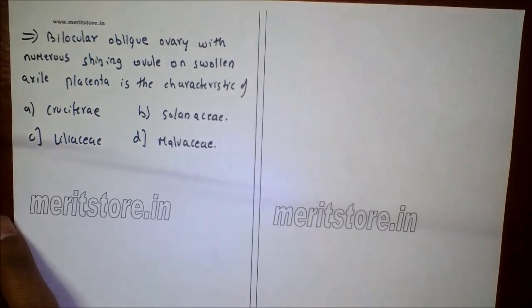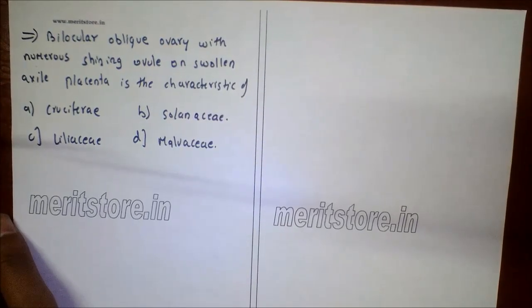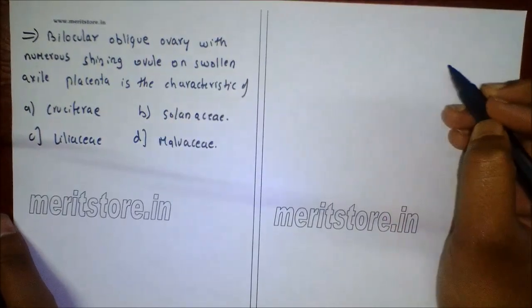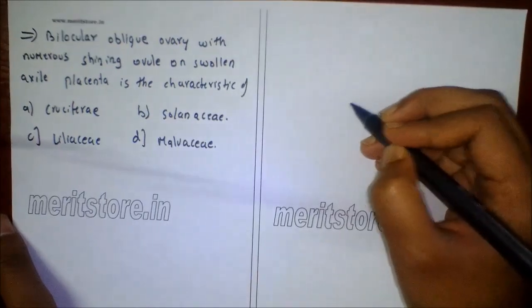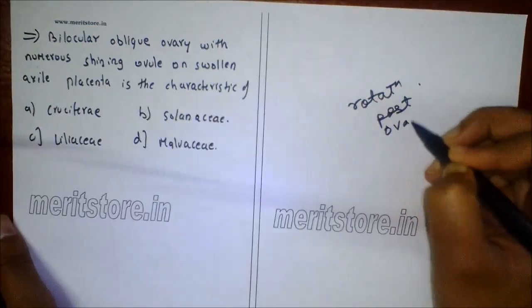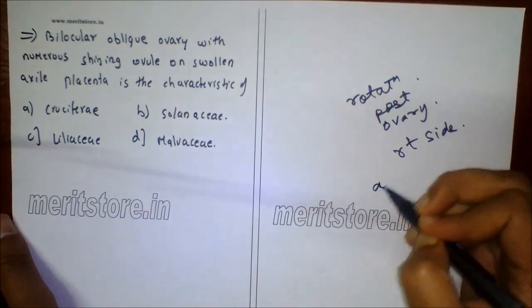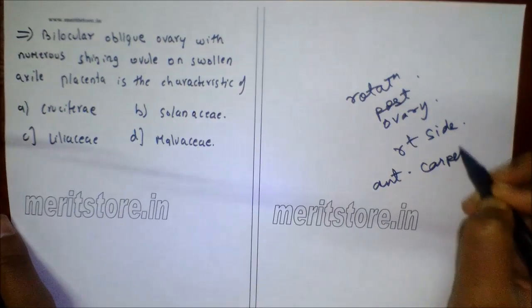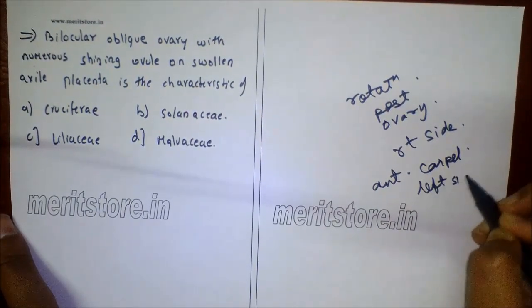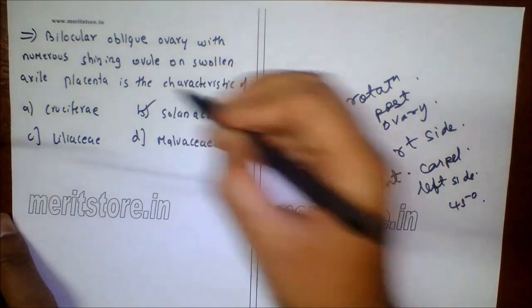A bilocular oblique ovary with numerous shining ovules on swollen axile placenta is the characteristic of which family? In Solanaceae, the bilocular axile placentation ovary is obliquely placed due to rotation of the posterior carpel towards the right side and the anterior carpel to the left side by 45 degrees. Placentae are highly swollen, and ovules are maximum per locule in this family. So option B, Solanaceae, is the correct answer.